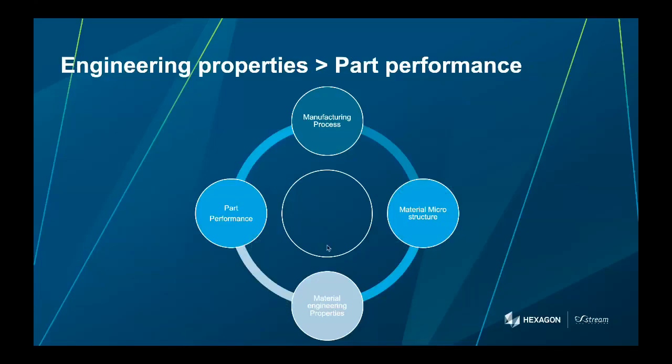Okay, so now I come to the fourth pillar of ICME, which is the part performance. So we talked about how the manufacturing process leads to material microstructure, how the material microstructure leads to engineering properties, how we are able to model all these and link them together. And then now the final pillar is part performance. So if we link material engineering properties to part performance, then we will be able to see the influence of the manufacturing process, the material microstructure, the engineering properties on the part performance. We can also go directly from the material microstructure to the part performance without going through material engineering properties, as I will explain in a moment.